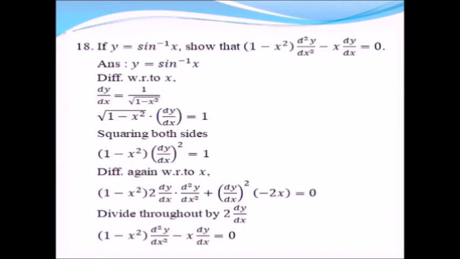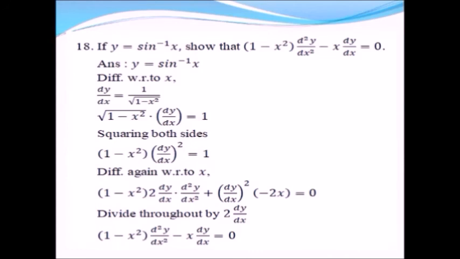If y is equal to sin inverse x, show that 1 minus x square into d square y by dx square minus x dy by dx is equal to 0. Given function is here y is equal to sin inverse x, differentiating with respect to x, that is dy by dx is equal to differentiation of sin inverse x is 1 by square root of 1 minus x square. I am going for the cross multiplication. I am getting square root of 1 minus x square into dy by dx is equal to 1.